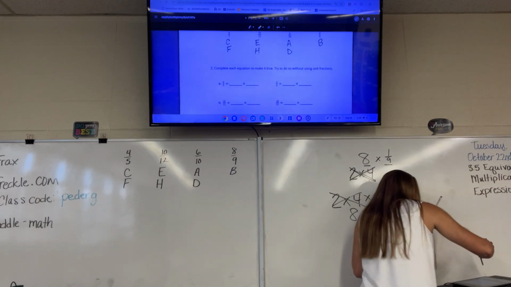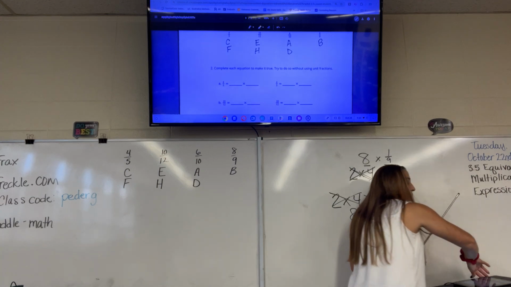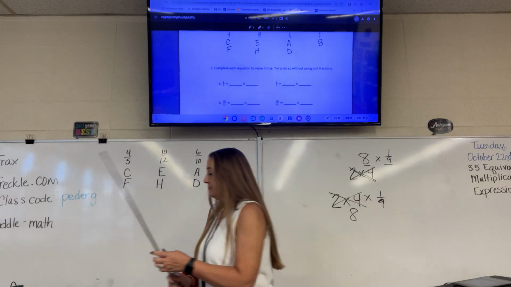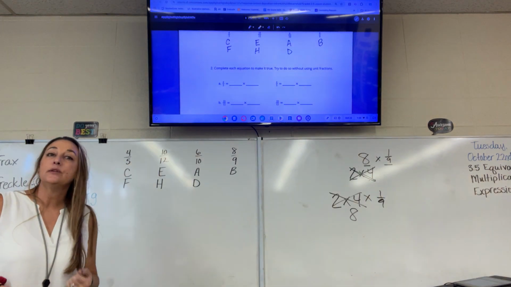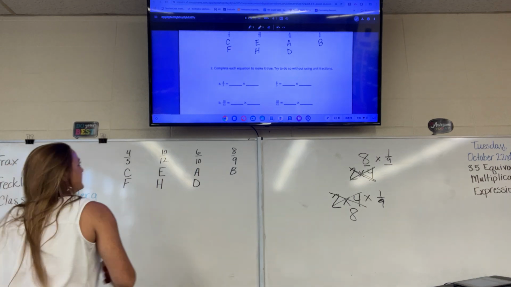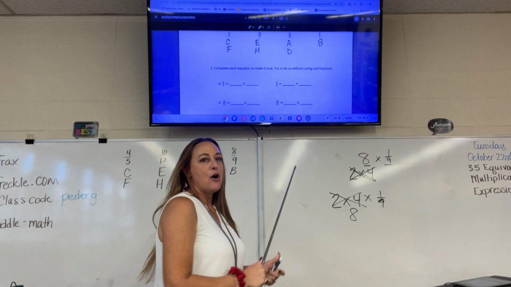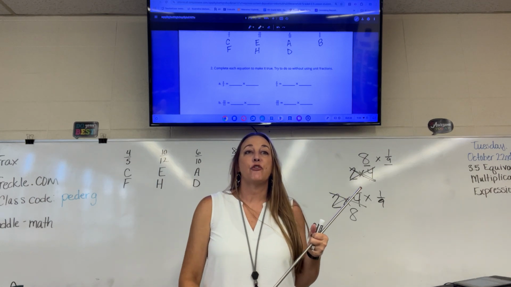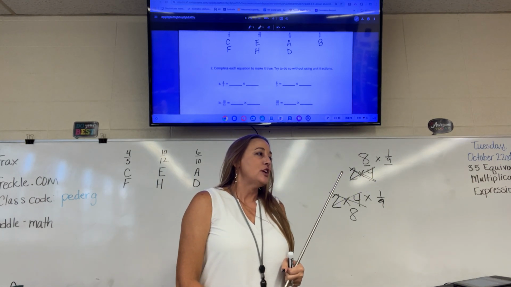Complete each equation to make it true. So this is going back to the beginning, breaking apart a fraction into a whole number times a fraction. But what's the last part say? Try to do so without using a unit fraction. What's a unit fraction? Jackson?